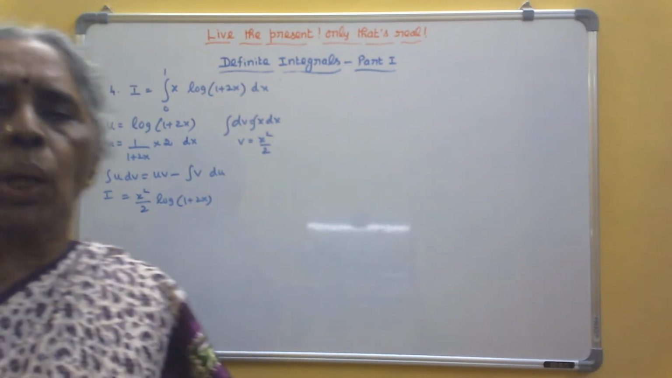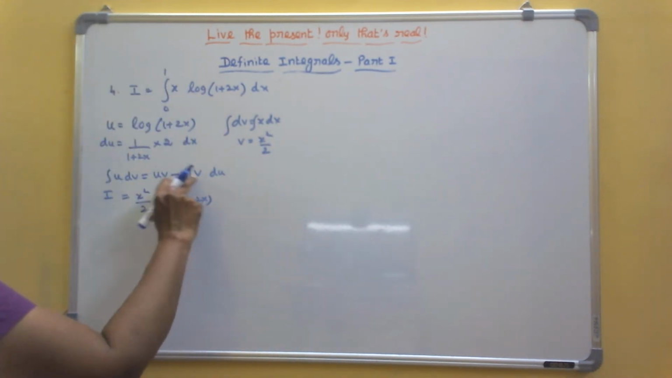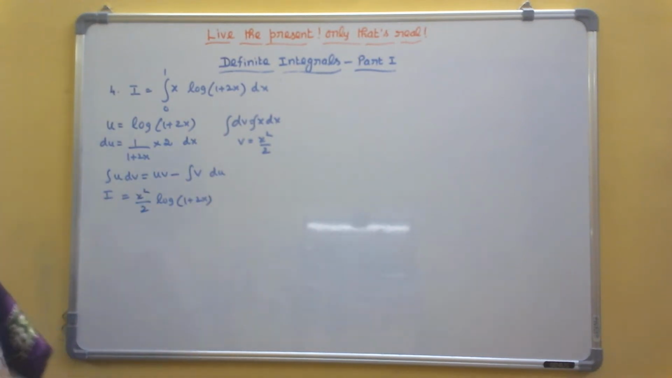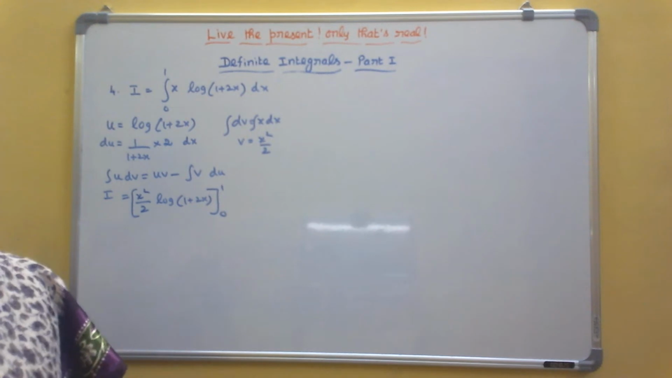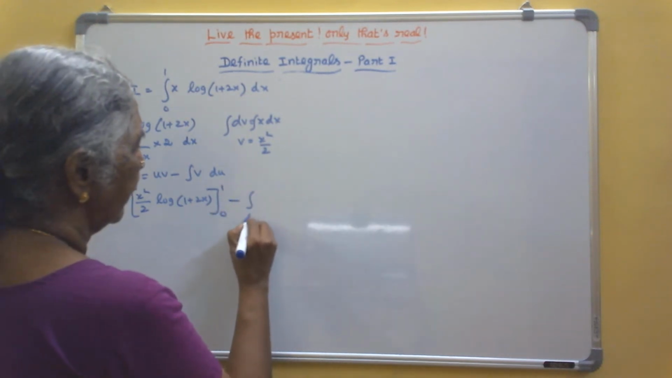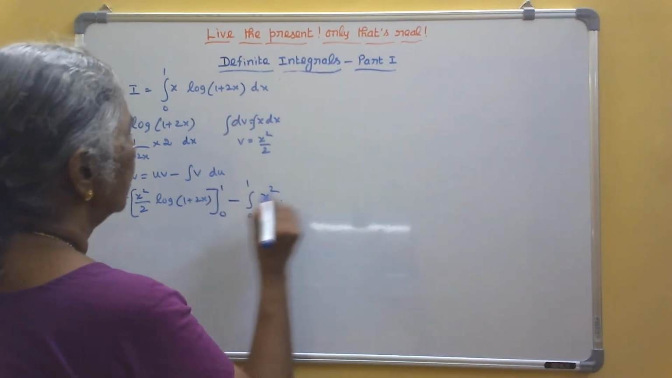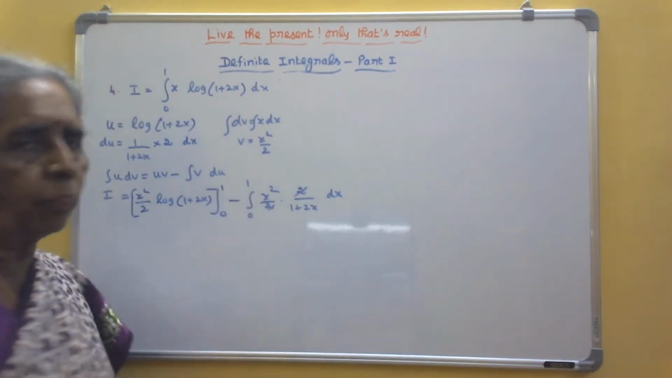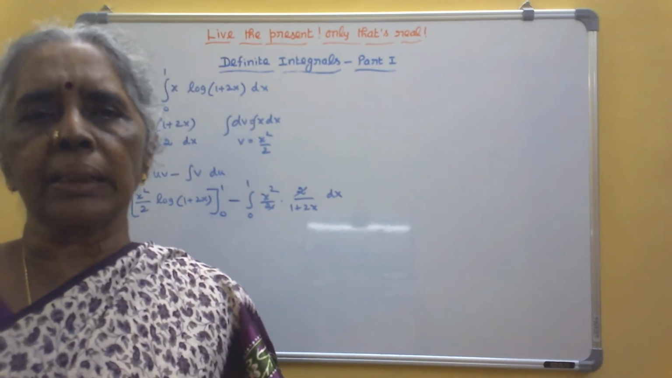Here the important thing you have to remember is the limit in the given sum will be applicable for this part as well as this part, because this is the given sum. So for uv also you have to put a bracket and you should write 0 to 1. This is very important. Then minus integral 0 to 1 v, that is x squared by 2, then du, that will be 2 by 1 plus 2x dx. 2 and 2 will go. So first you are applying by parts. In that the limits will apply for both the terms, uv as well as v du.